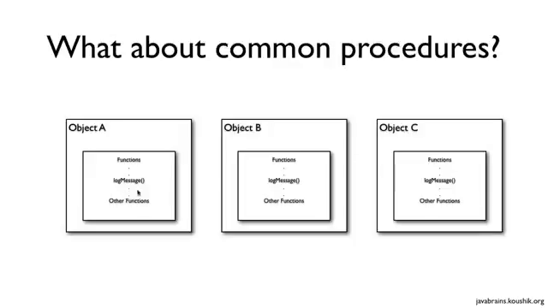You would have a log message method in your object A, object B, object C. So no matter how many objects need the log message functionality, you would add the log message method in each of those objects. This is not really a good design because you're repeating yourself by including the same method in different objects. So how would you refine this code?